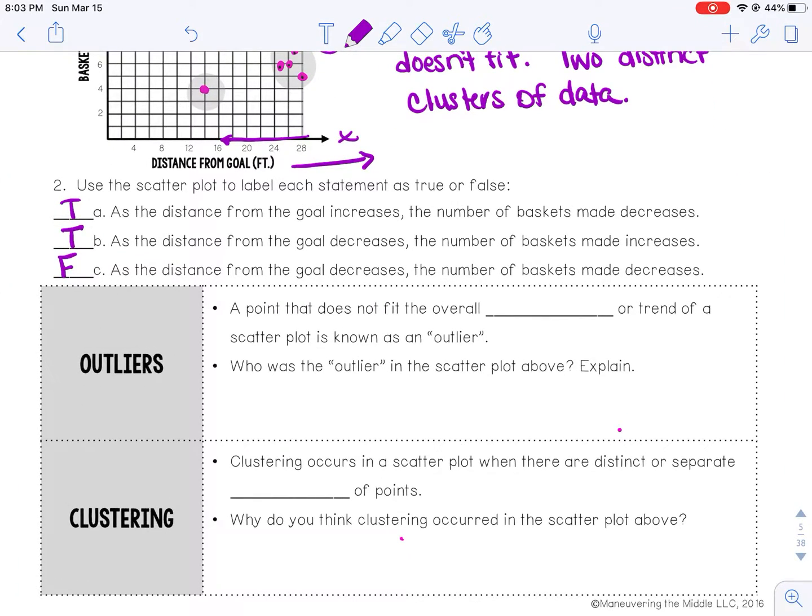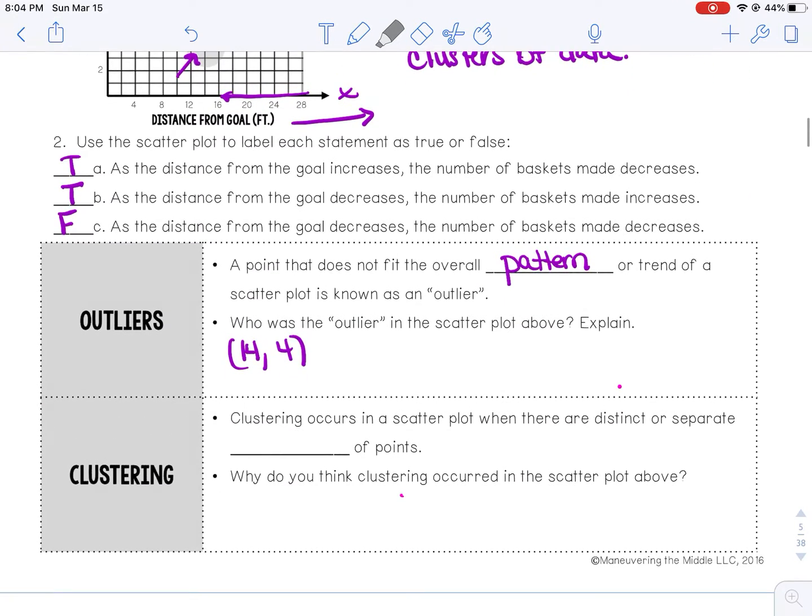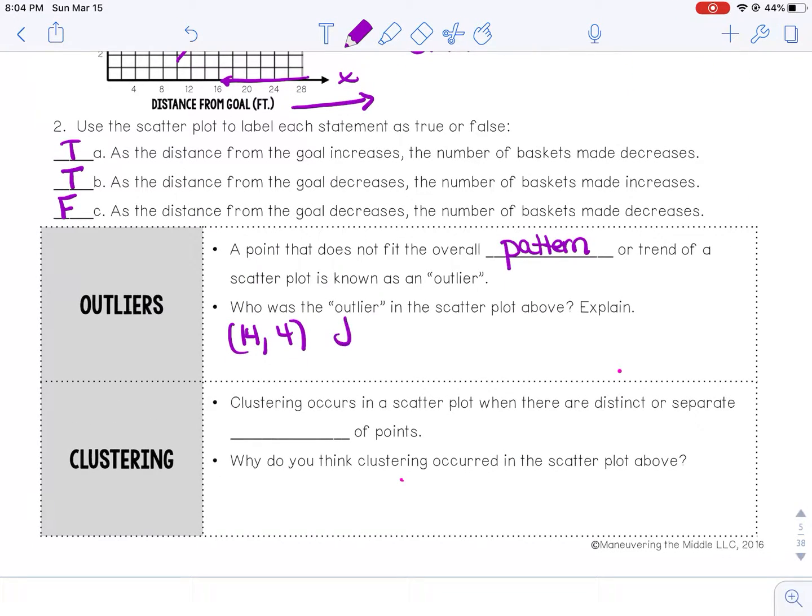A point that does not fit the overall pattern or trend of a scatter plot is known as an outlier. We've got that going on with that one little dot right there. Who was the outlier? Well, that coordinate, if I'm looking at it correctly, is 14 feet from the goal, 4 baskets made. If I look up at the data, who fits that? 14 for x and 4 for y. That's Jared. So who is our outlier? Jared.